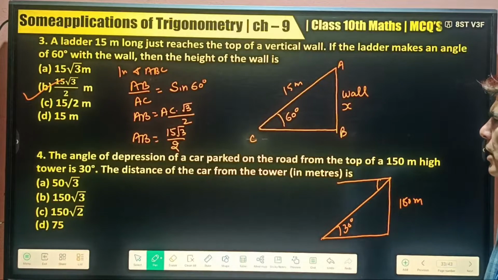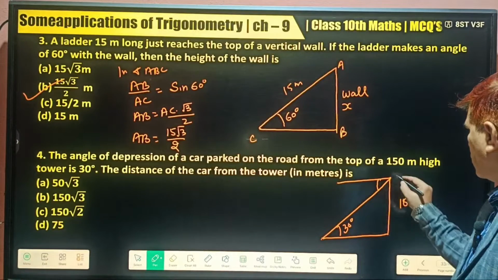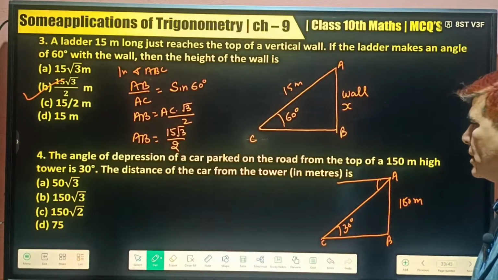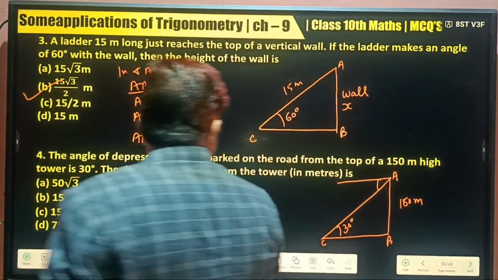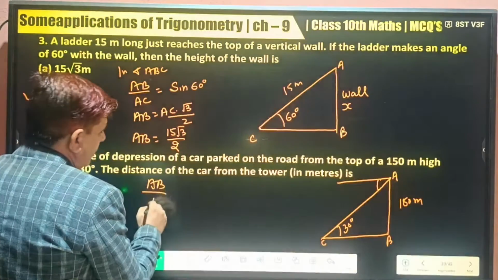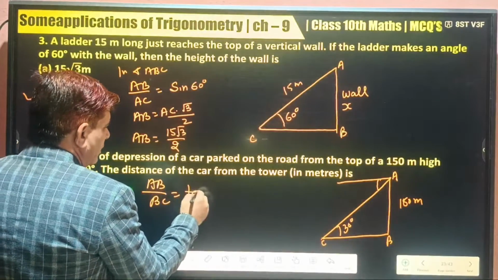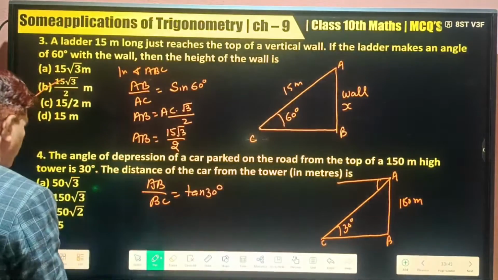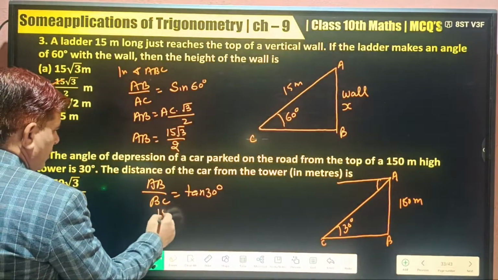Understood? The distance of a car from the tower. So A, B, and C are the points. C is the point where the car is standing. So we can see in triangle ABC, AB by BC is equal to tangent 30. Tangent 30, AB is 150.